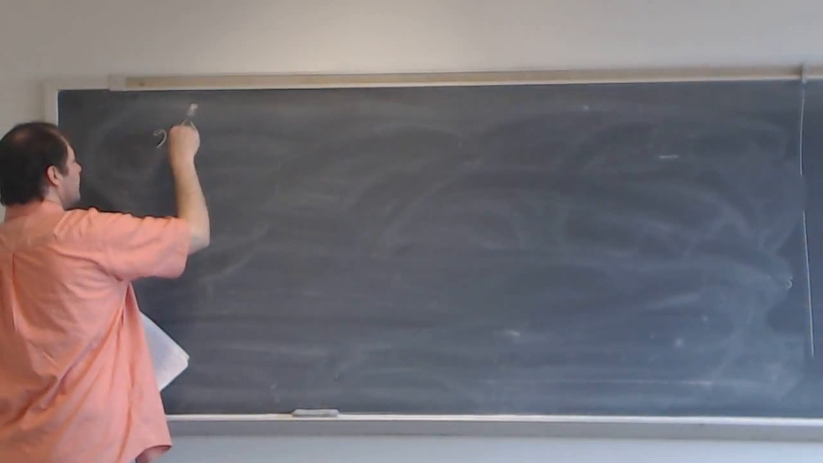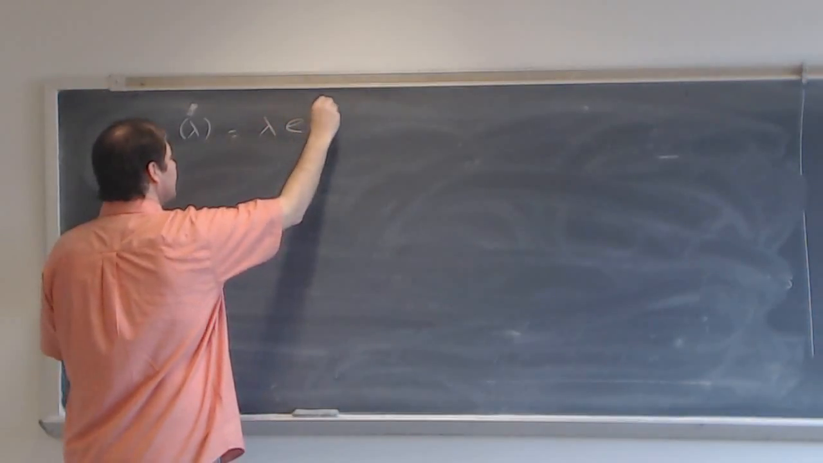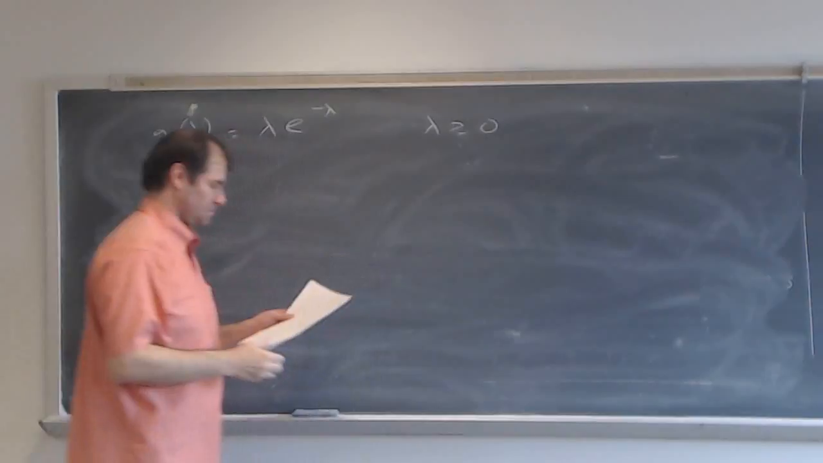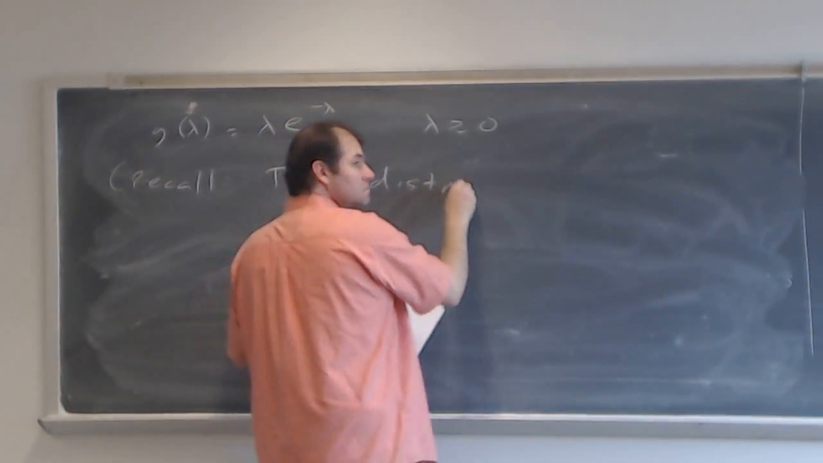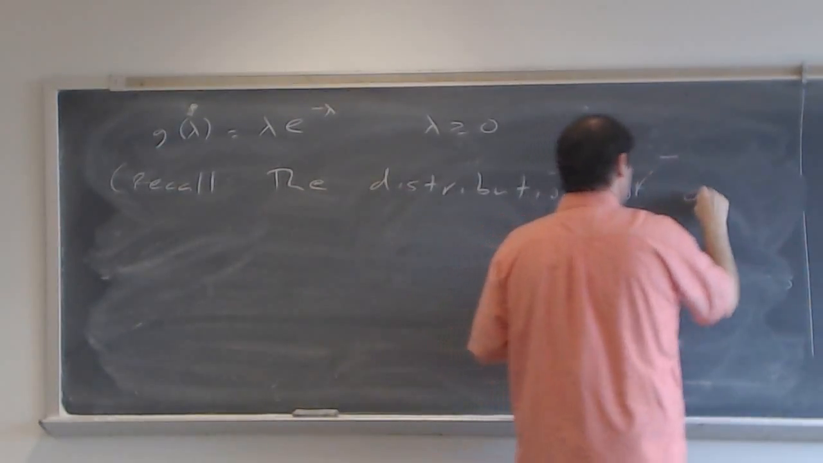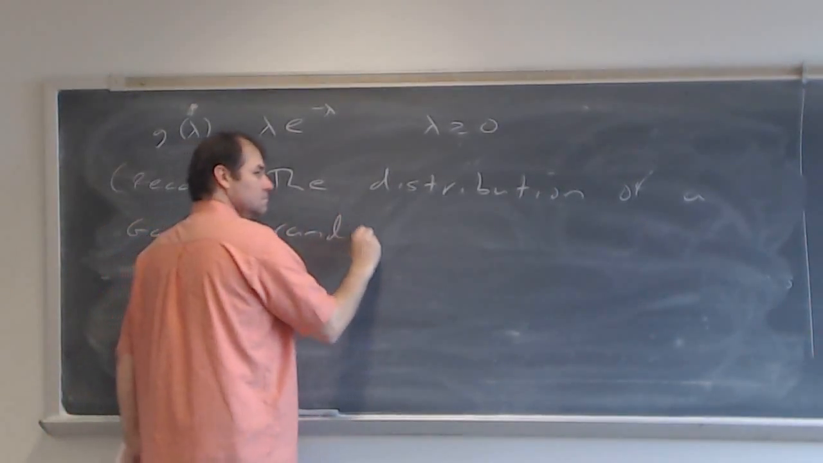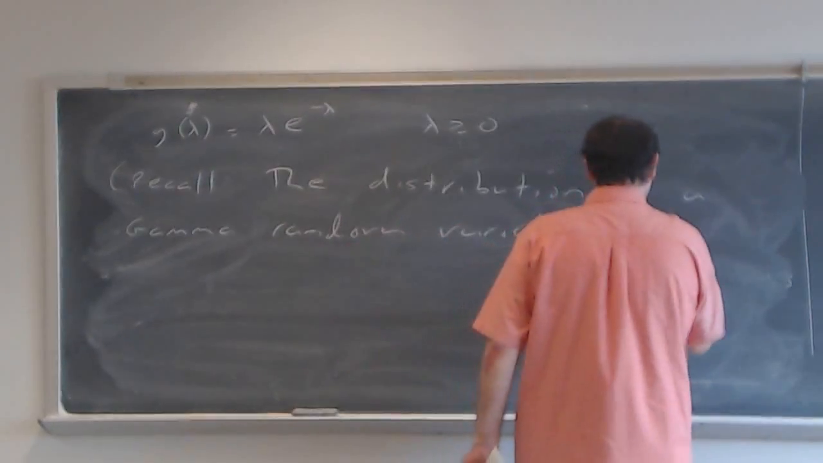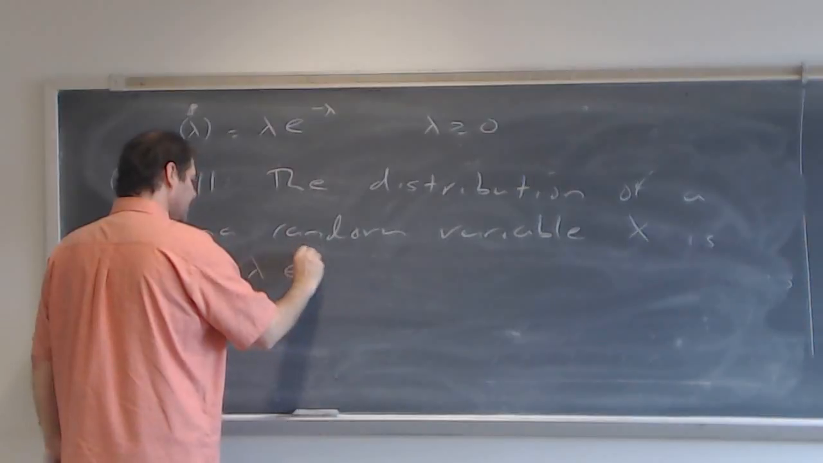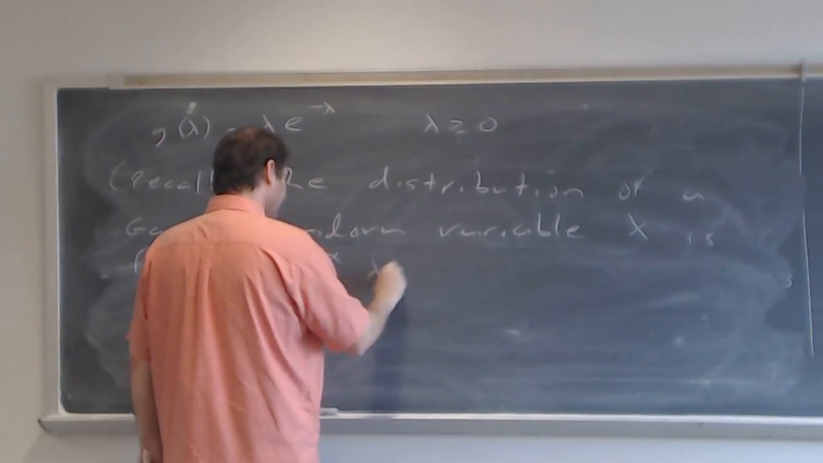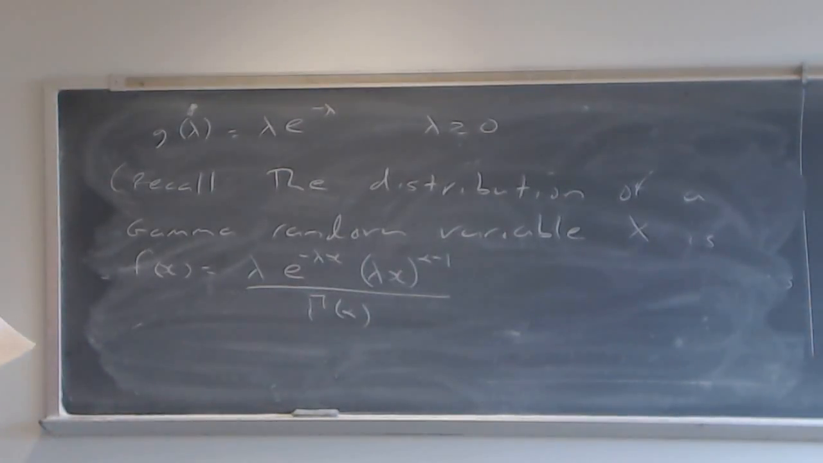So G of lambda is equal to lambda times e to the minus lambda, where lambda is greater than or equal to zero. Here, just to remind you, the distribution of a gamma random variable x looks like this: f of x is equal to lambda times e to the minus lambda x times lambda x to the alpha minus 1 over gamma of alpha. That's what it was.